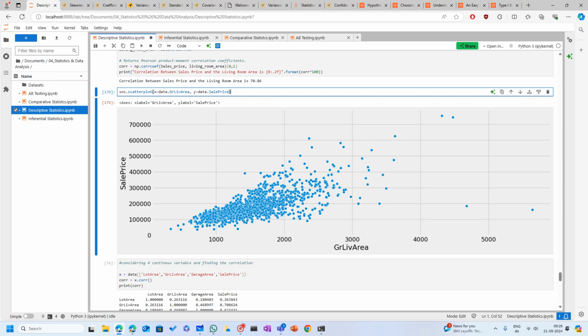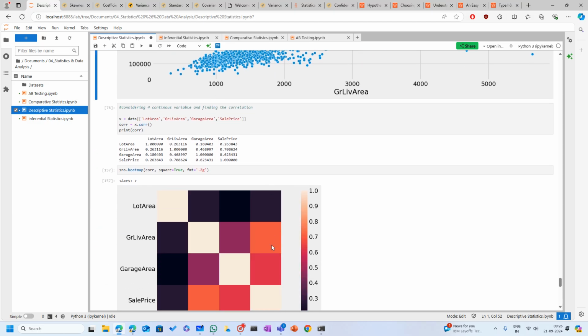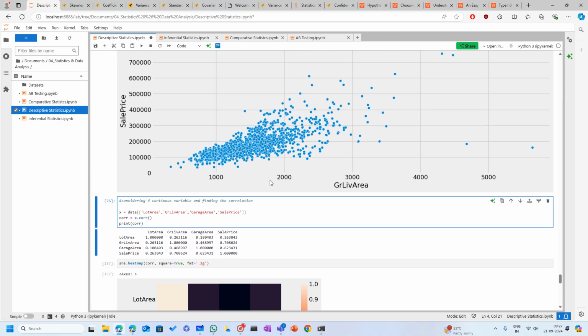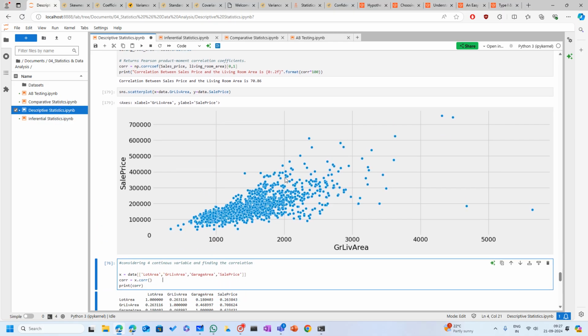Okay, it's the other way also. So in the heat map, ground living area to sale price, we are getting the same numbers in both directions. Like lot area and sale price is 0.26, and sale price to lot area. So the interdependence of both these variables on each other is 26%.